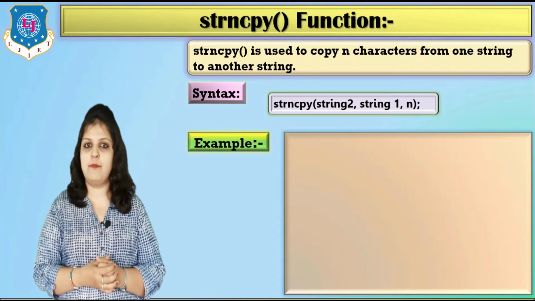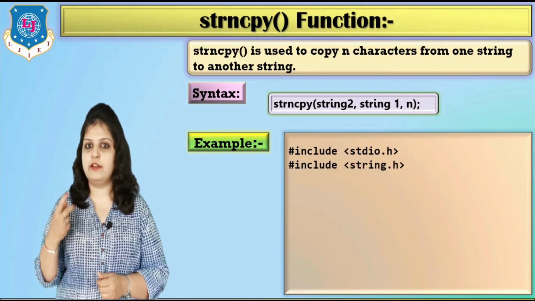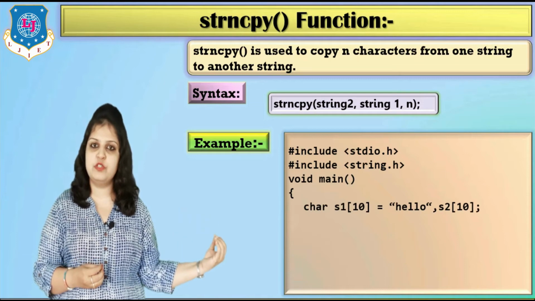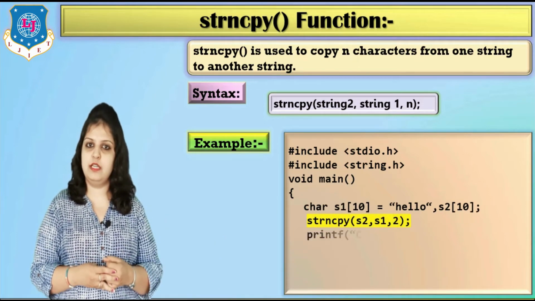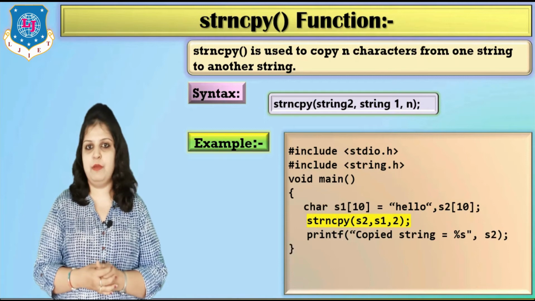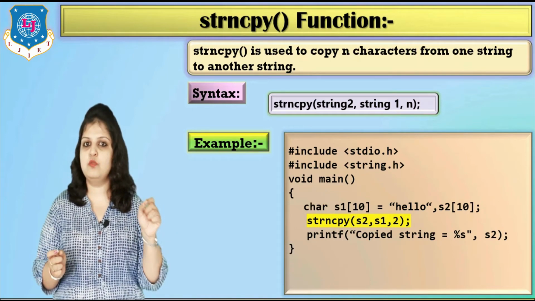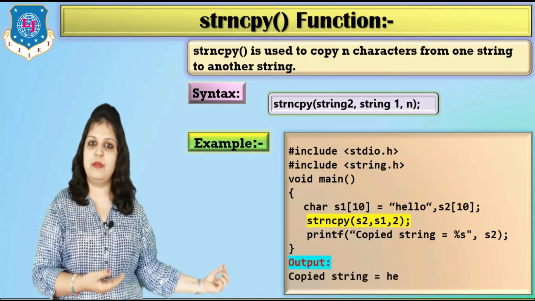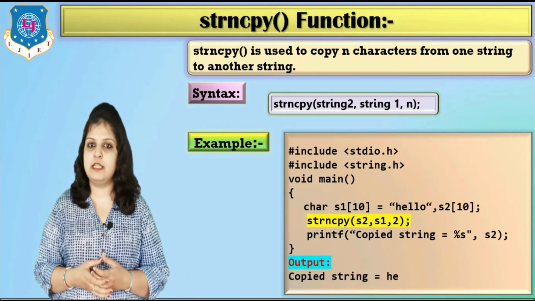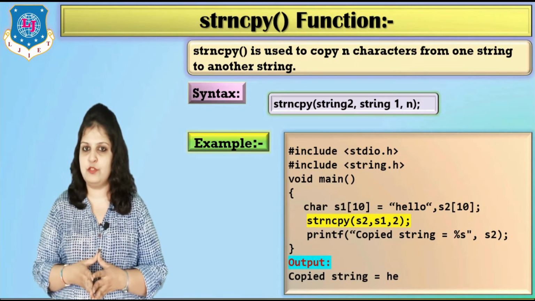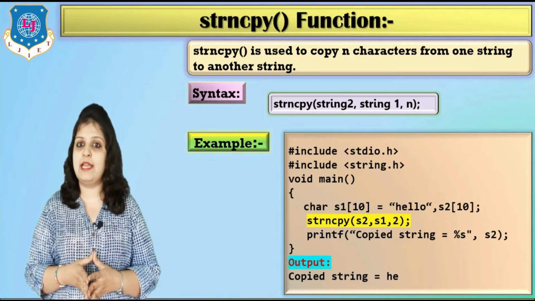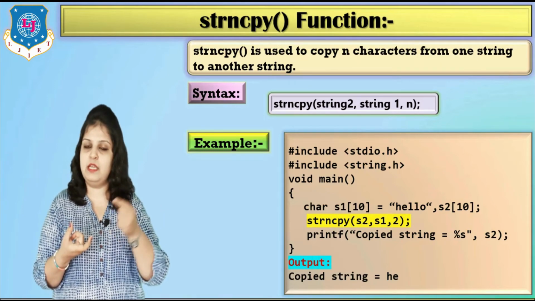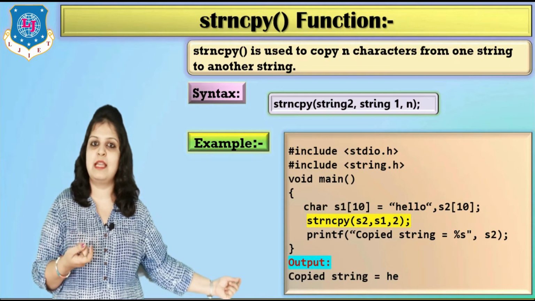So let's see the example. First include your two header files, then write the main function, and in the main function declare two strings. The same example I have taken here, and write strncpy and in brackets s2, comma s1, comma 2. For output you have to use the printf function, "copied string is equal to %s", comma s2. So our output is only the first two characters of hello. So h and e will be copied into our s2. So our output is h, e.